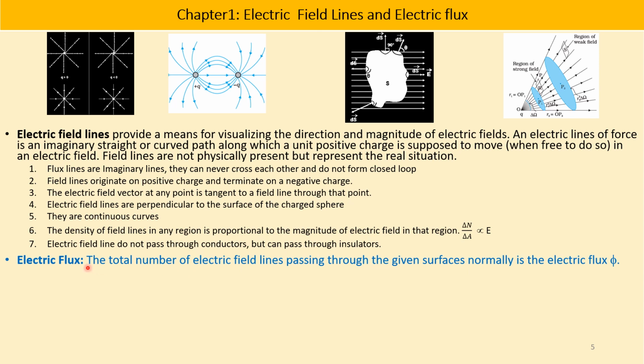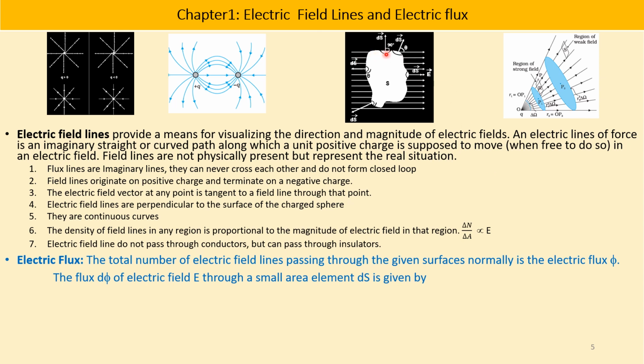Now we will define electric flux. The total number of electric field lines passing through a given surface normally is the electric flux. So here the number of lines passing through the perpendicular surface delta S, this shell or a semicircle, is called the electric flux.